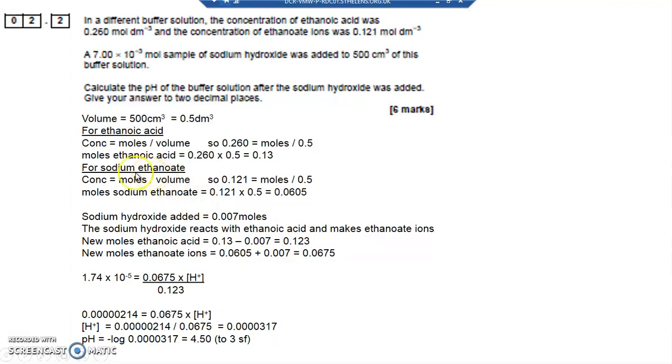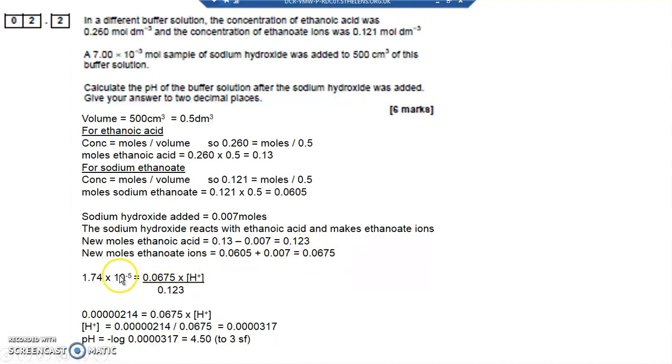Now, when it reacts, what does it make? Well, it makes something called sodium ethanoate. It makes ethanoate ions. So, sodium ethanoate started off with 0.0605 moles. When the sodium hydroxide reacts with the ethanoic acid, it makes sodium ethanoate. It makes more of these. So it actually adds on 0.007 moles of sodium ethanoate, because 0.007 moles of sodium hydroxide react with 0.007 moles of ethanoic acid to make 0.007 moles of sodium ethanoate, so we need to add that on.